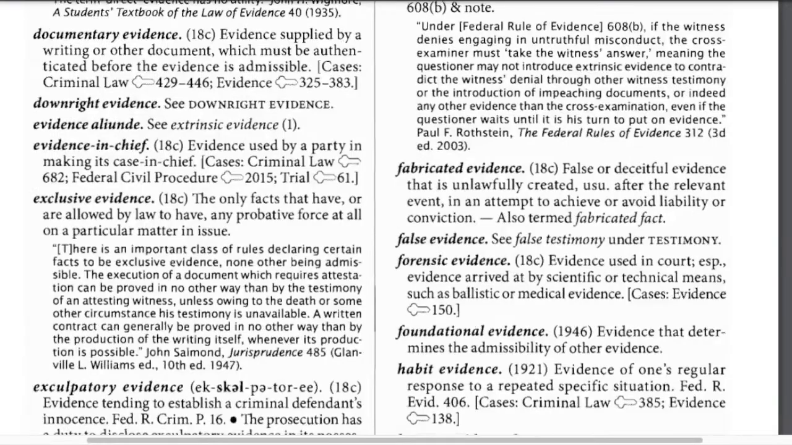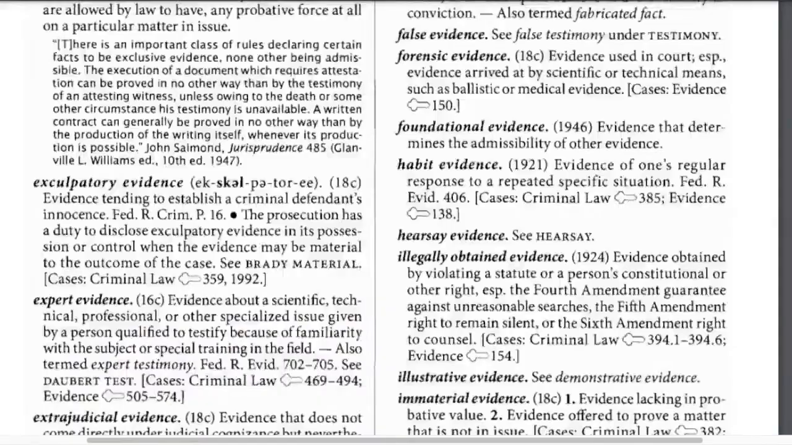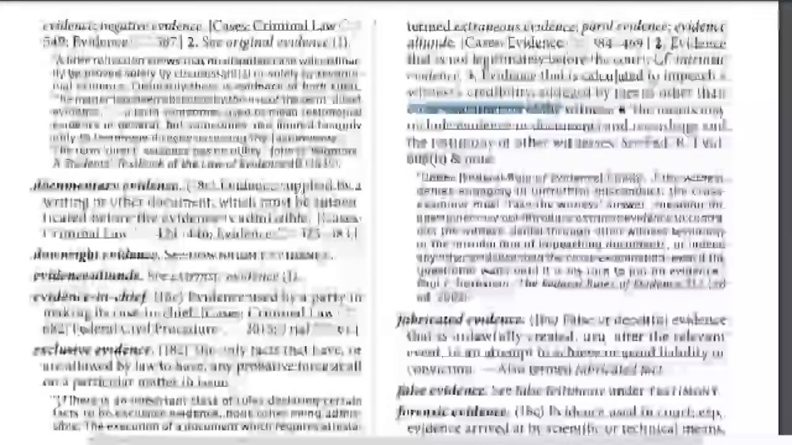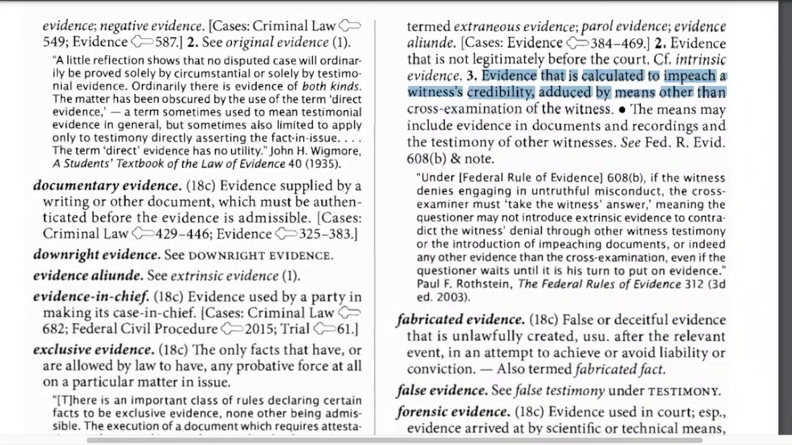Wow. Let's see here. I missed something here. Also termed extraneous evidence. Parol evidence, spoken evidence, right? Evidence that is not legitimately before the court. Intrinsic evidence: evidence that is calculated to impeach a witness's credibility, adduced by means other than cross-examination of the witness. This is a good one here. Evidence that is calculated to impeach a witness's credibility, adduced by means other than cross-examination.